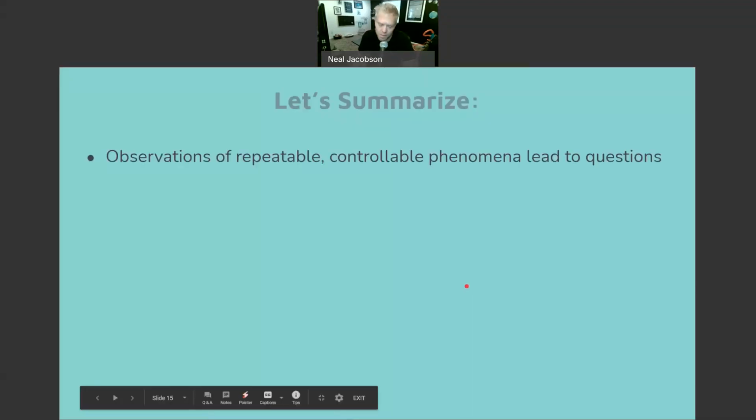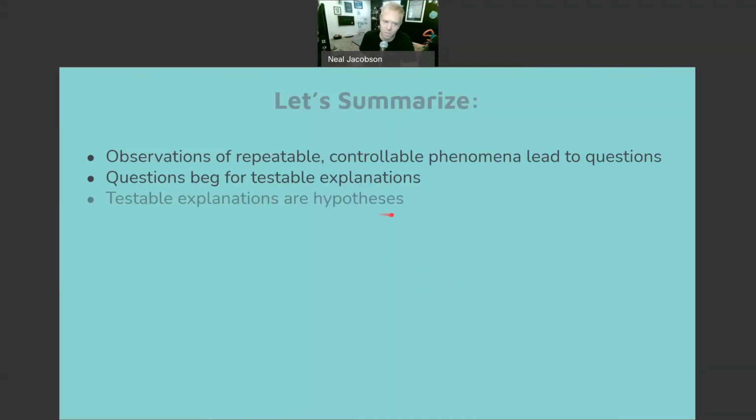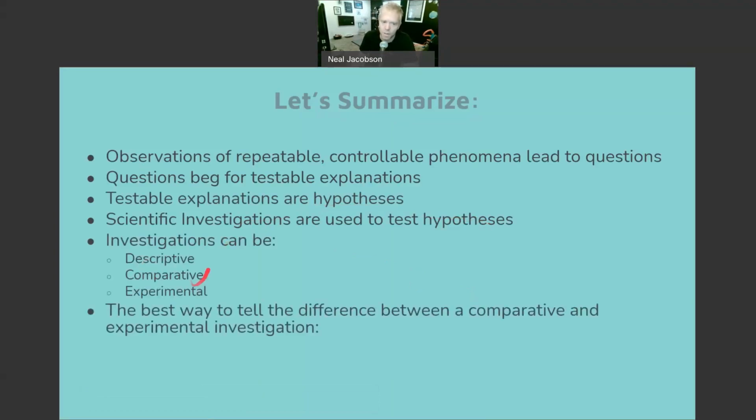So just to summarize, and then we'll wrap this thing up: observations of repeatable, controlled phenomena will lead to questions. Of course, I see something, I ask a question. Questions beg for explanations, and those explanations are hypotheses. We use scientific investigations to test hypotheses. Investigations can be descriptive, comparative, or experimental, and the investigation, once it's set up, can give us a prediction about what we should expect to see from our experiment based on our hypothesis, whether it's true or not.